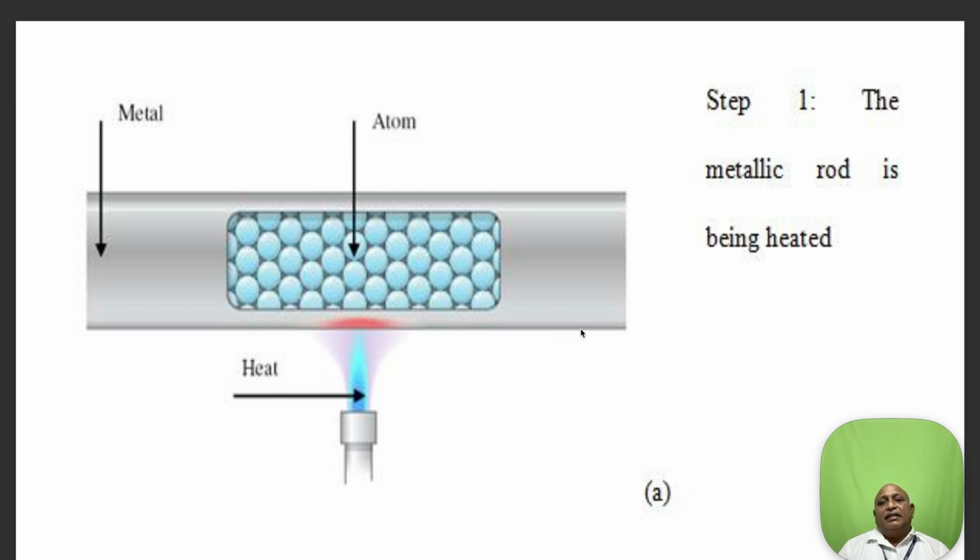Let us assume a solid material which is taken here. You can see the atoms and molecules which are present in the solid material. If you heat this solid material or metal, what happens is, first the outer surface of the metal gets heated. You can see the red portion here. The rod is being heated.